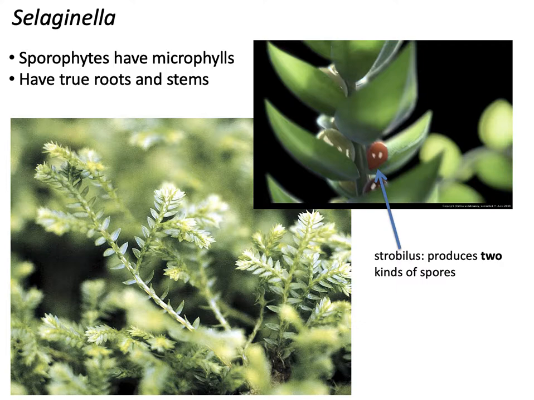The sporophytes have microphylls, so those are those primitive leaves without leaf gaps. And Selaginella all has true roots and stems. The strobilus are often not seen. Here we can see it in this picture. I've never actually seen one because the plant in the lab never produces this structure, but rest assured it does produce two kinds of spores.